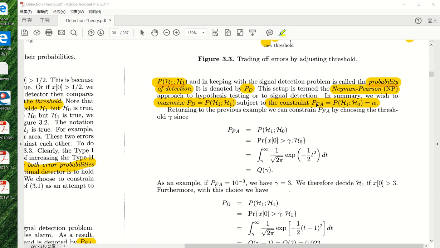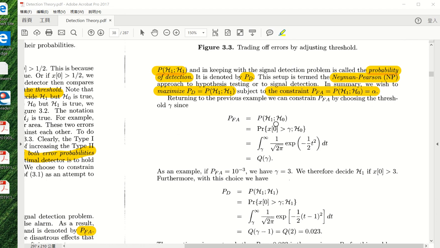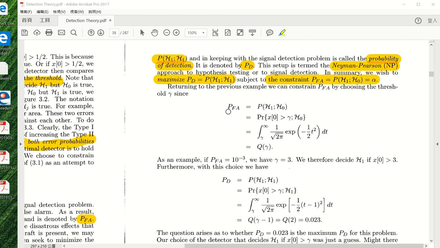So we constrain that error to a certain threshold and maximize the thing that we like. We like to have good PD, so we maximize it. But we don't like PFA, so we constrain it. Think of it this way, and that'll be easier. Okay, then let's take a look at the PFA. PFA is equal to P, decision on H1, condition. I'd like to just explain a little bit.